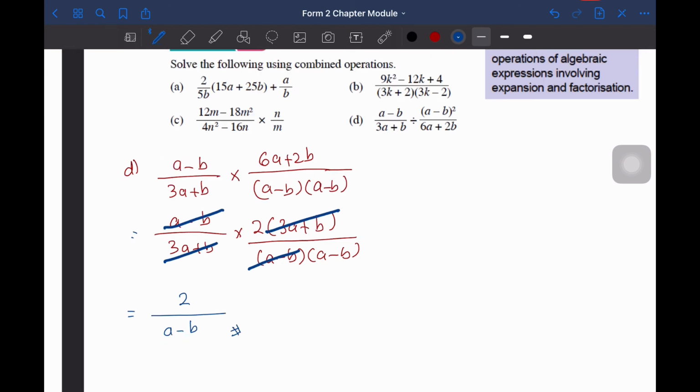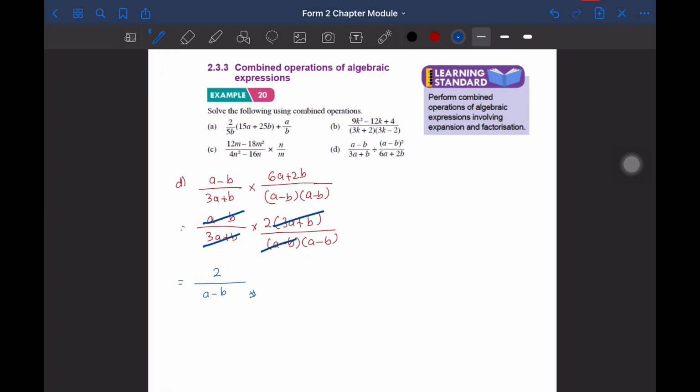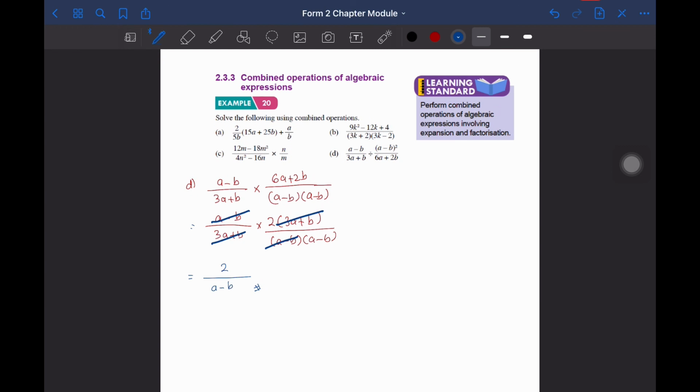Okay, so that's it for the example. Okay, ingat kalau kurang faham, ulang balik video ni, rewind, tengok sampai faham. Kurang faham, message saya terus.